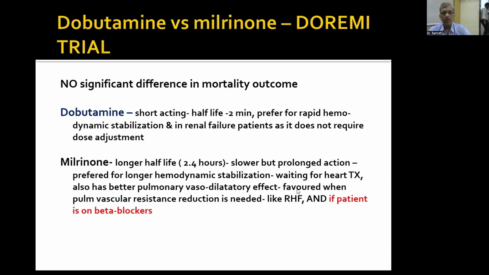Also, it has better pulmonary vasodilatation. So where we need a reduction in pulmonary vascular resistance, we can prefer it over dobutamine, for example, in right heart failure. And if the patient is on a beta blocker, then definitely dobutamine will not work, and in that condition, we have to use milrinone.